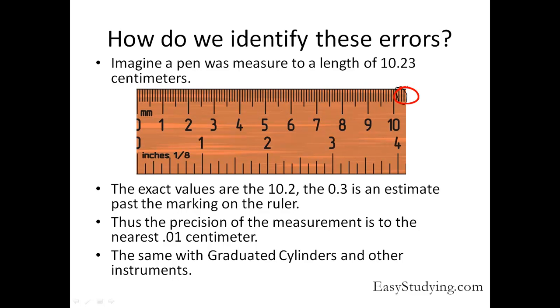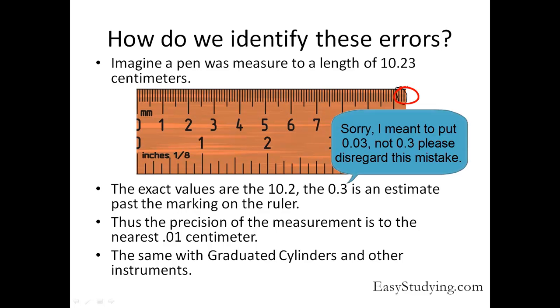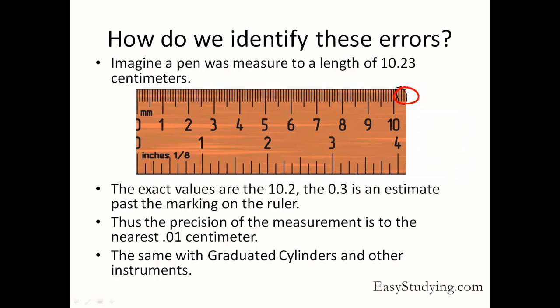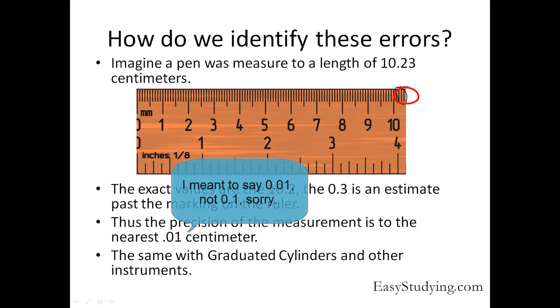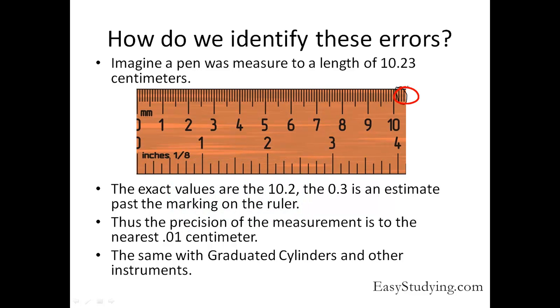So the exact values that we are sure about are 10.2, so we are sure that it's more than 10.2. However, the 0.03 is an estimate of the measurement in between the lines, because it's past the marking of the ruler, but it's not close enough to the next marking to be an exact answer. So the precision of the measurement is to the nearest 0.1 centimeter, plus or minus 0.01. This is the same with graduated cylinders and all other instruments.